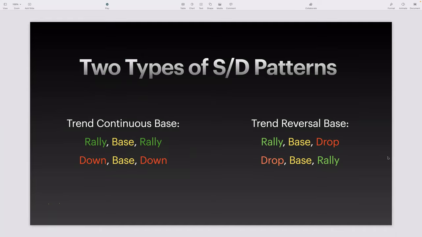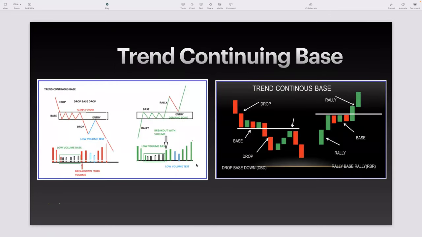So let's rock out. There are going to be two types of supply and demand patterns, okay? There's two categories. We have the trend continuous base and the trend reversal base, okay? We're going to break it down.